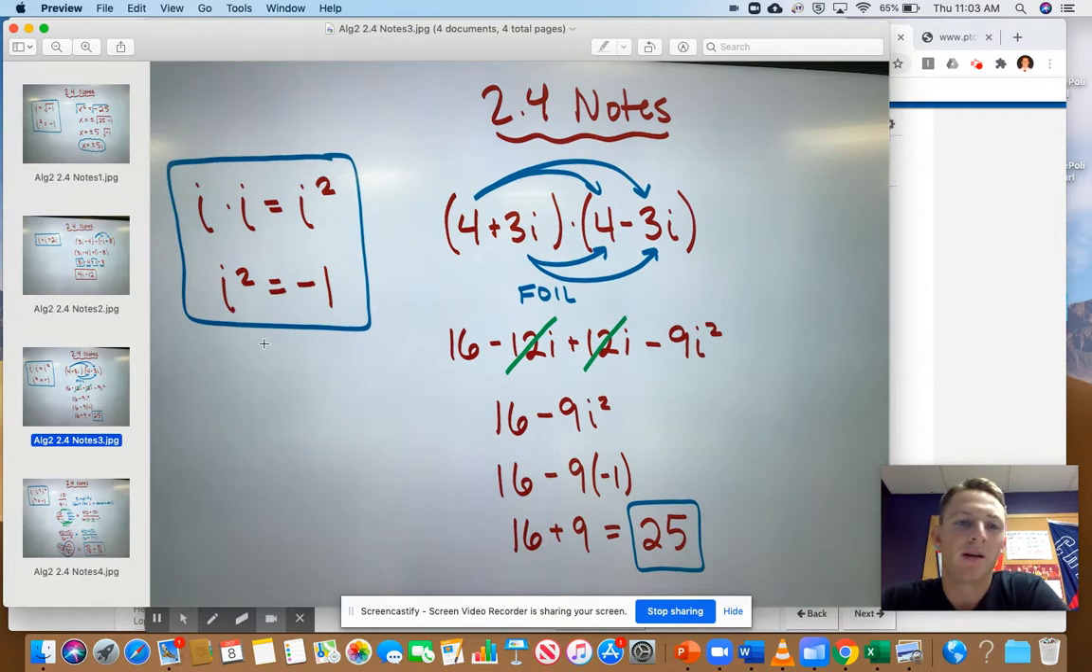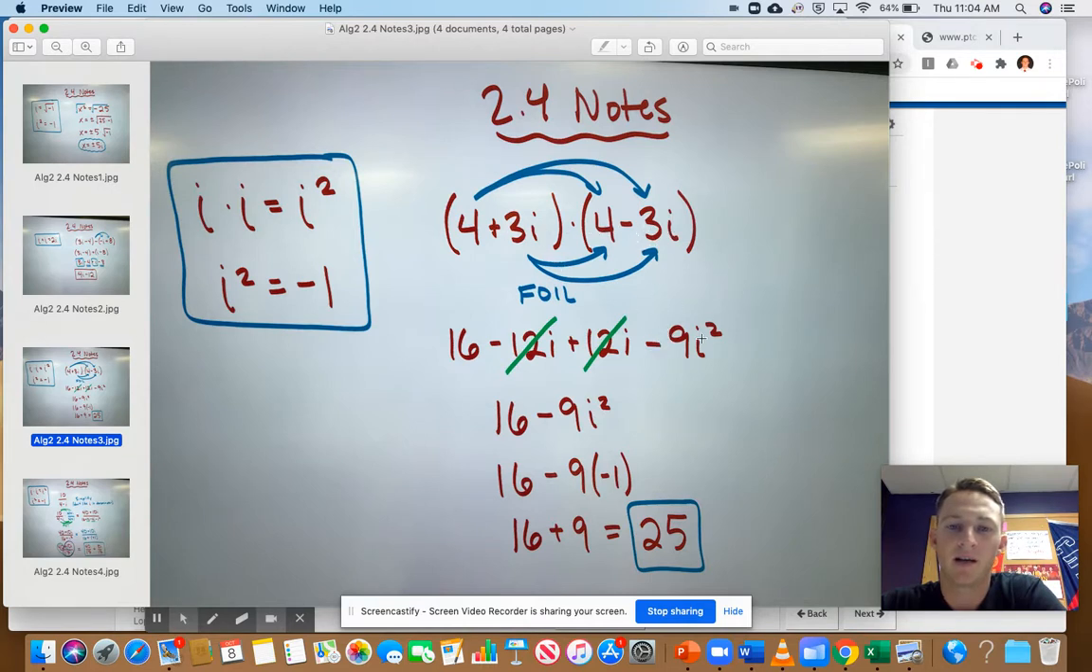Multiplying here, we are going to FOIL. If we ever multiply i's together, that's i squared. And as we saw before, i squared was -1. So we're going to FOIL with the first term first. So 4 times 4 is 16. 4 times -3i is -12i. 3i times 4 is plus 12i. And 3i times -3i, a positive times a negative is a negative. 3 times 3 is 9.